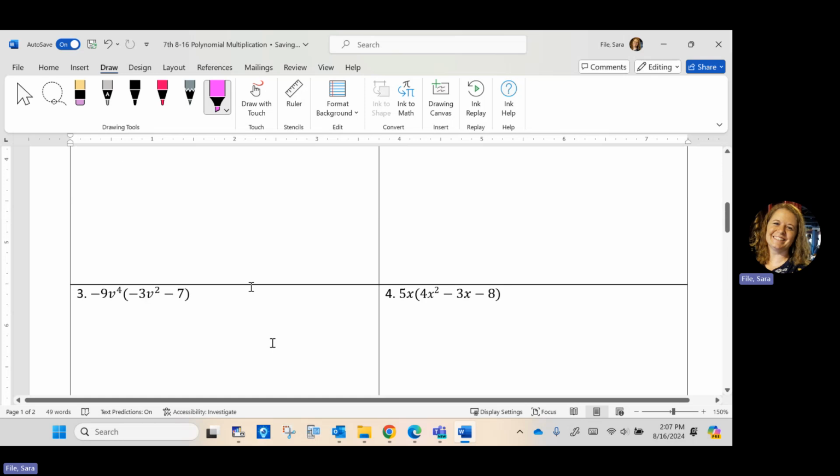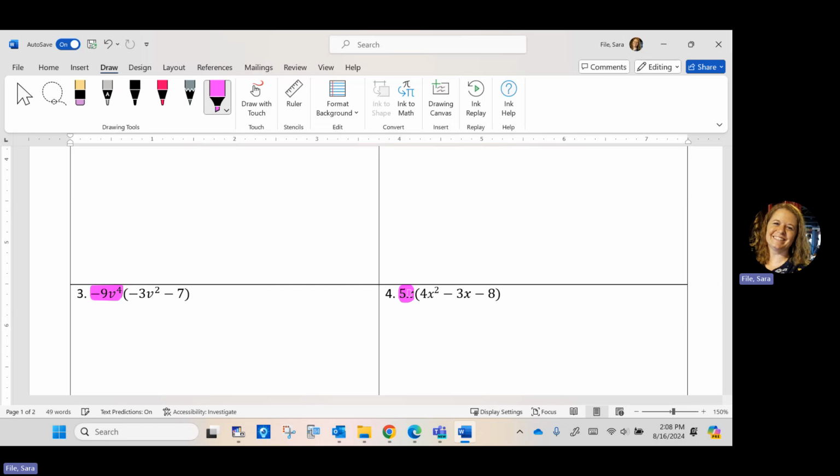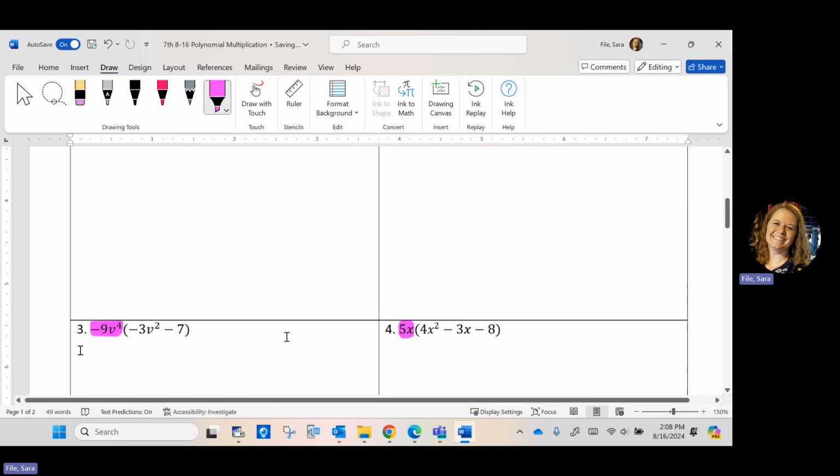Okay. What about in number 3? What are we going to distribute? Just the 9? The whole thing. This whole term is the monomial. So it's negative 9v to the 4th. That is one term. That's a monomial. Remember we said yesterday a monomial can be the product of numbers and variables. So that's all one monomial, and it's all going to get distributed. Okay, what about number 4? 5x. Good.